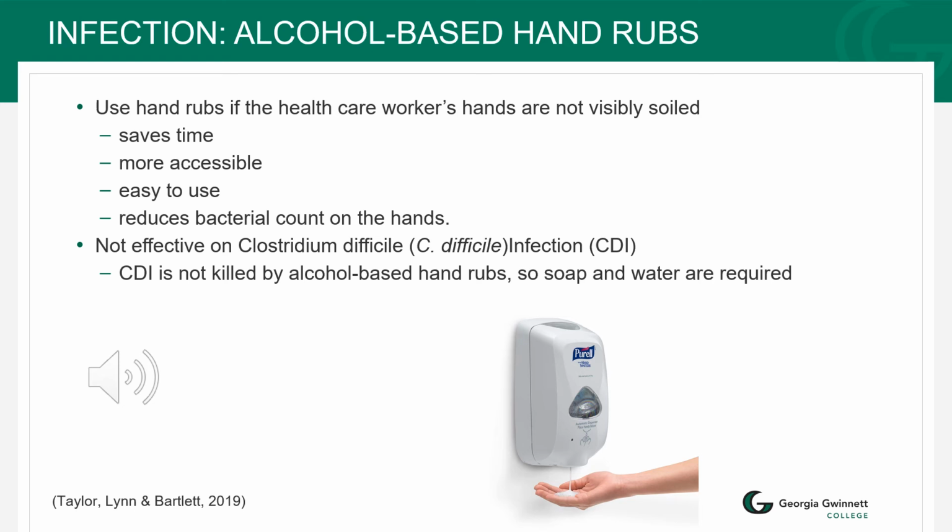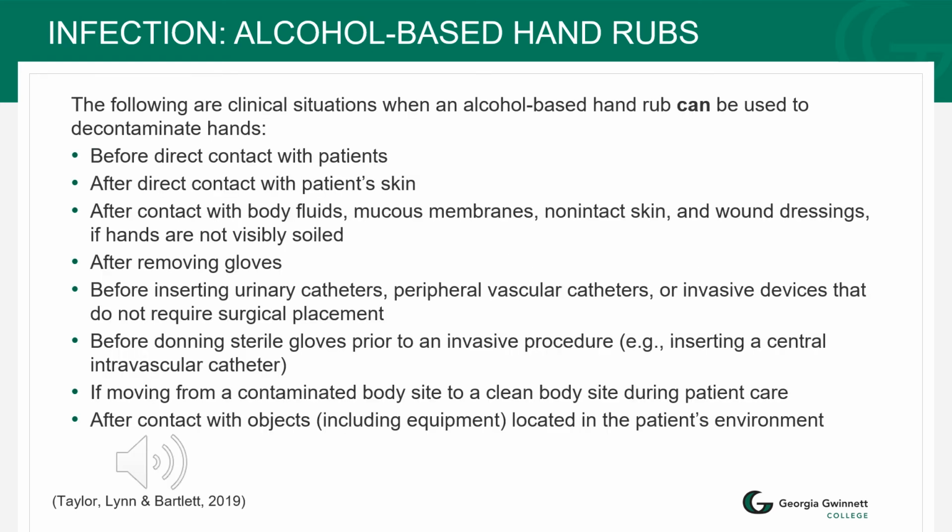Here are some more clinical situations when you can use alcohol-based hand rub or foam to decontaminate your hands: before direct contact, after direct contact with patient's skin, after contact with body fluids, non-intact skin, and wound dressings, if your hands are not visibly soiled. Now, if you pull your hand away from somebody's wound dressing and you've got exudate or blood on it, you have to use the soap and water. After you remove your gloves, you always have to wash your hands. You can use the foam in that situation.